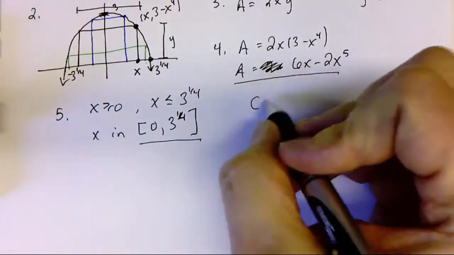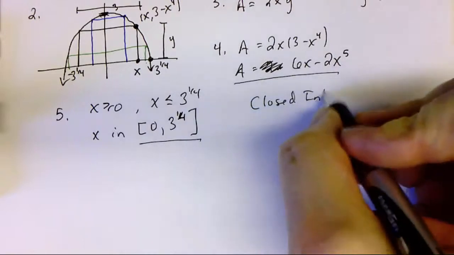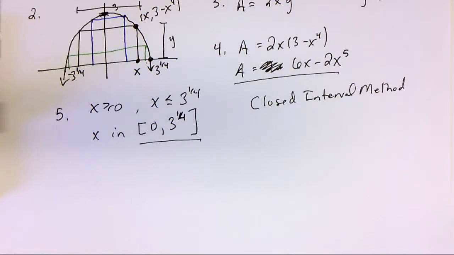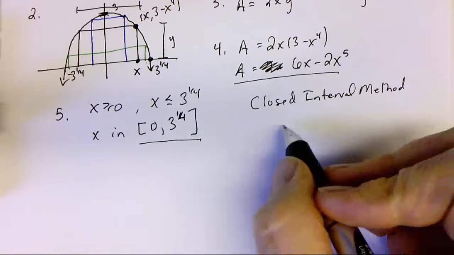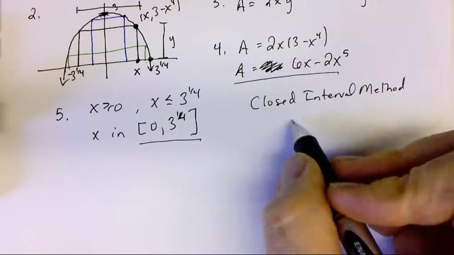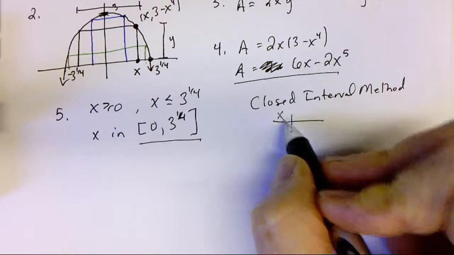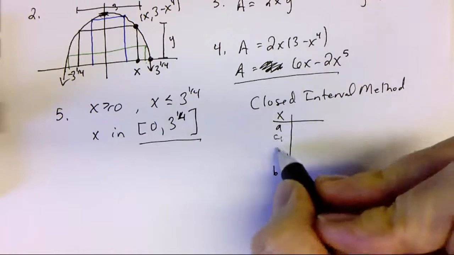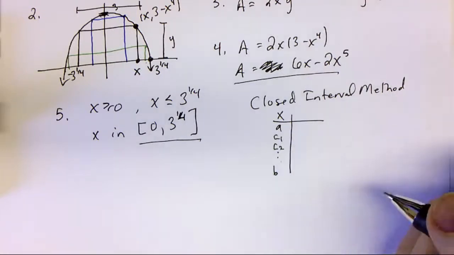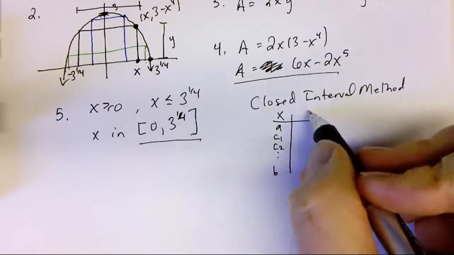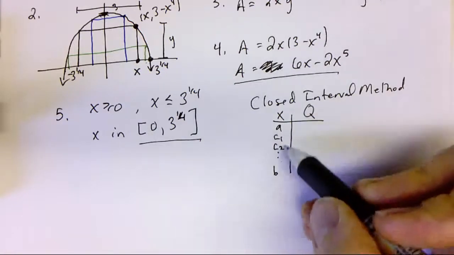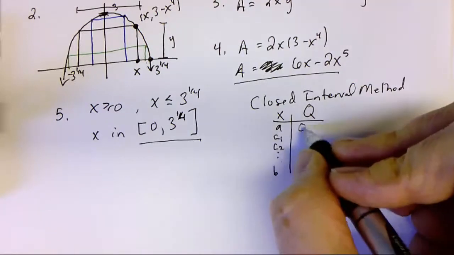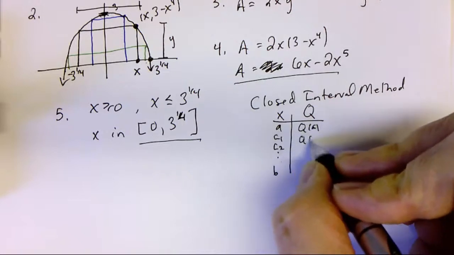So the closed interval method, a reminder, says if we have a continuous function on a closed interval, the way to find the absolute max and the absolute min is to make a list that includes the endpoints of the interval and then any critical numbers that lie inside that interval. So you might have c1, c2, etc. And at each one of those points I need to evaluate my original function, in this case Q or A, not the derivative, and the largest value in the list will be the absolute max, and the smallest value will be the absolute min.